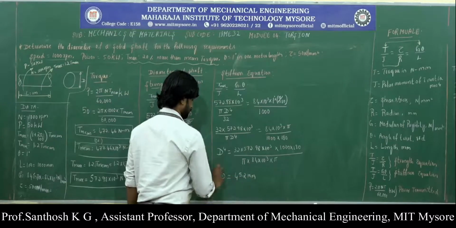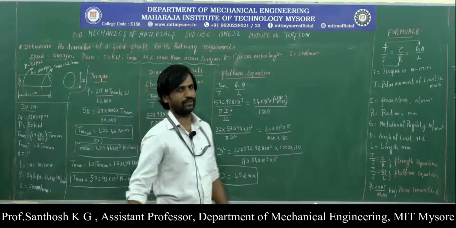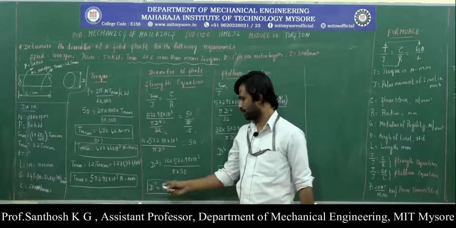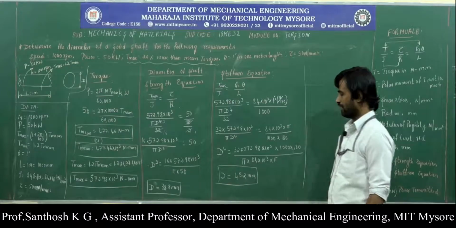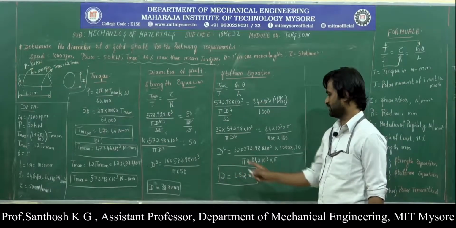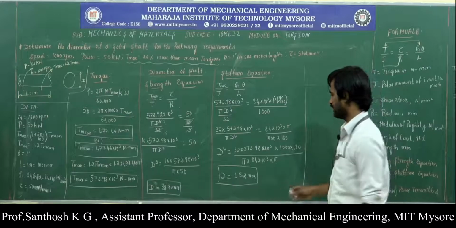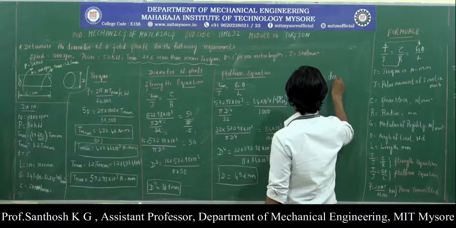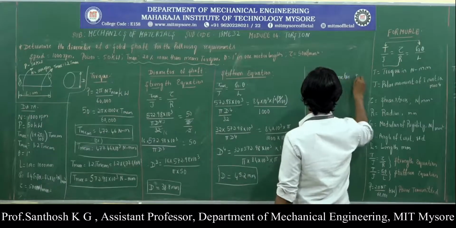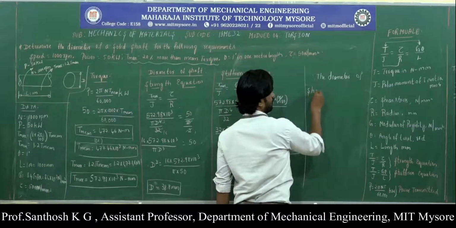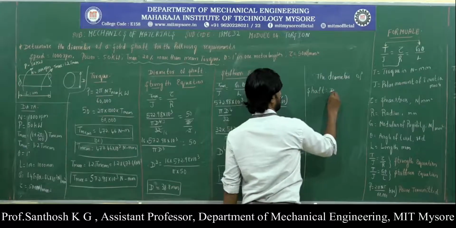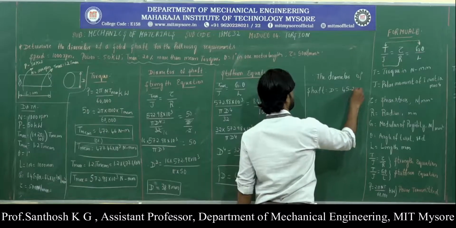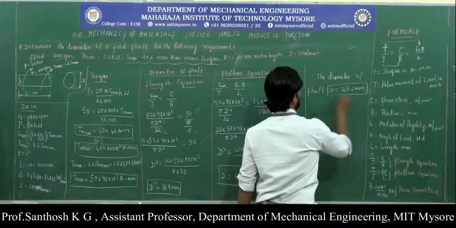as 45.2 millimeters. So while choosing the diameter, as I told earlier, since it represents the size, it should always be the one with higher value. So out of these two, the higher value is 45.2. Therefore, the diameter of shaft D will be equal to 45.2 millimeters.